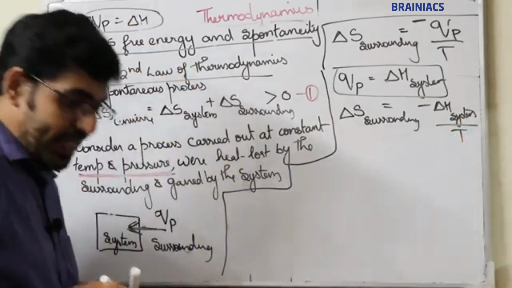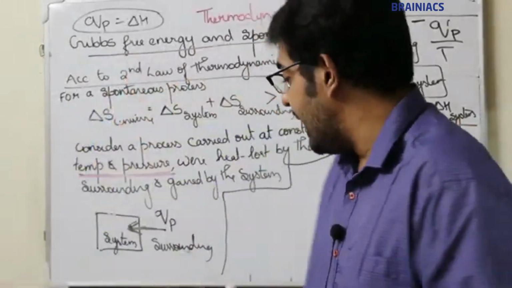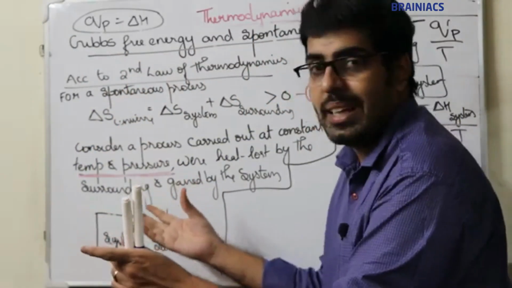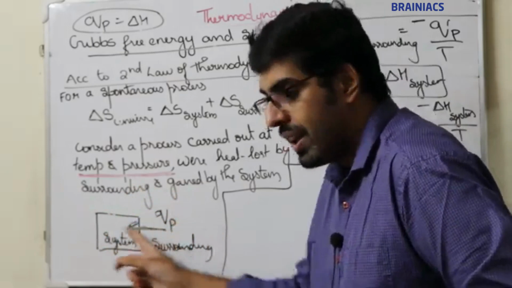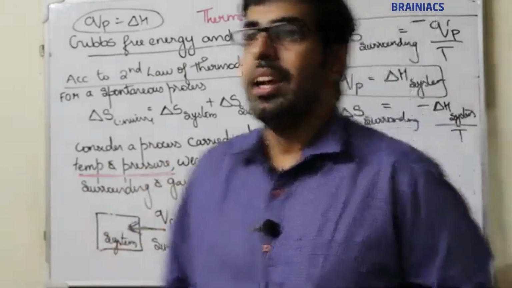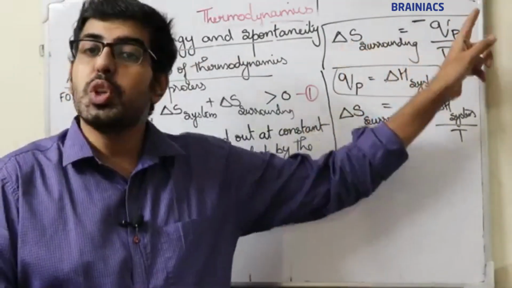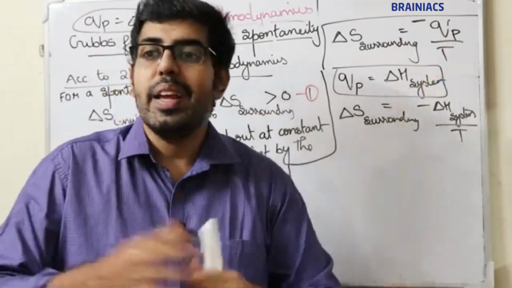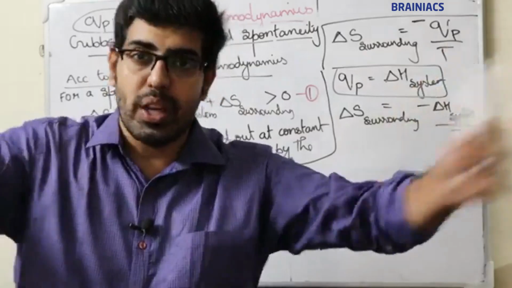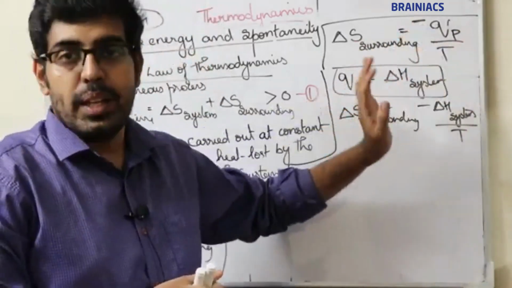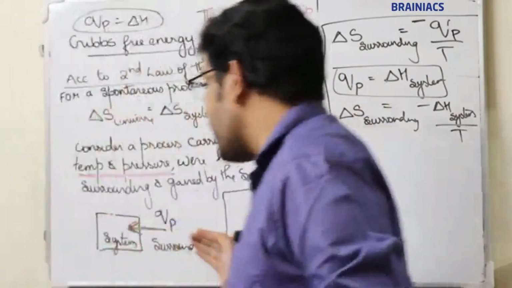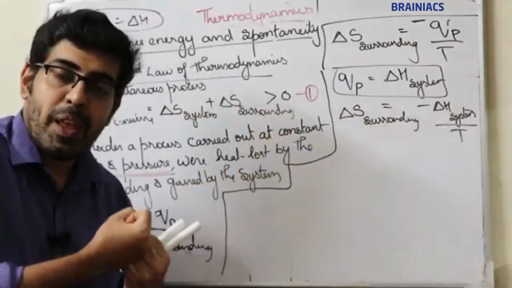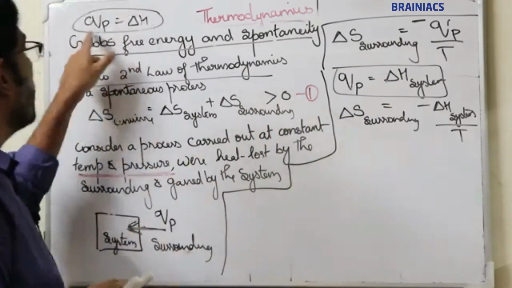I think it's clear till here. Please listen carefully. Here the surrounding is losing heat energy. So QP amount of heat is lost by the surrounding. So the entropy change of the surrounding is QP by T. But I am writing a minus here in order to show that heat energy is lost by the surrounding. Now this QP amount of heat is gained by the system. So what is QP? QP is delta H.